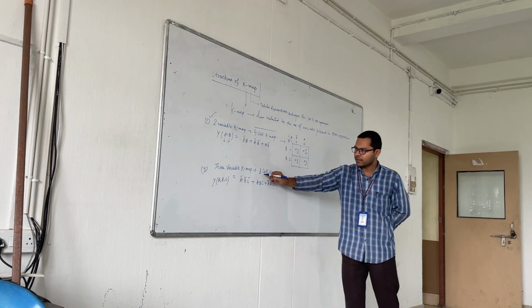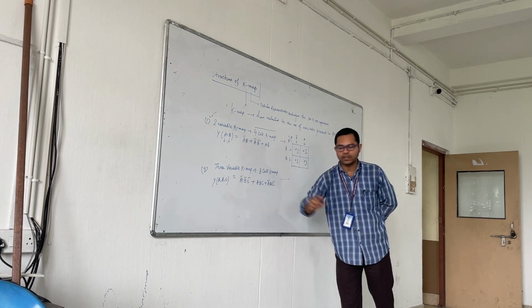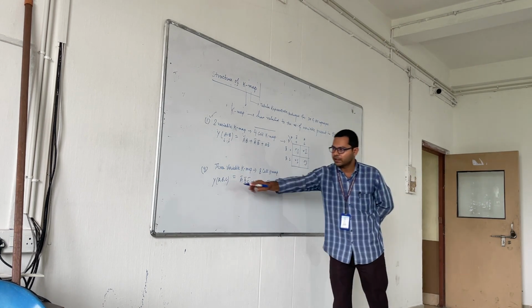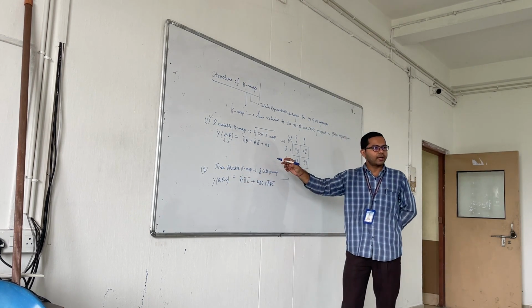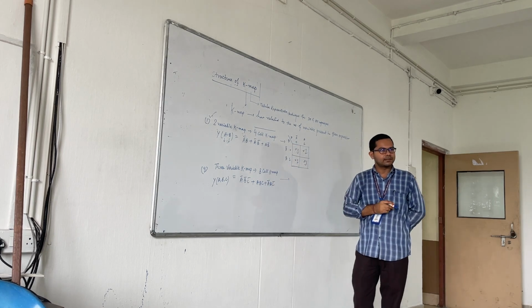And how are we getting 8? Because 8 has a relation with the number of variables present. Number of variables is 3. So 2 to the power n, n is 3. That's why we are getting 8. Clear?